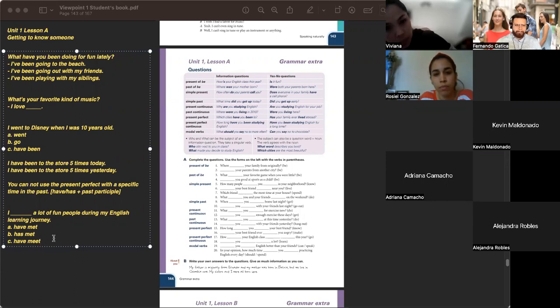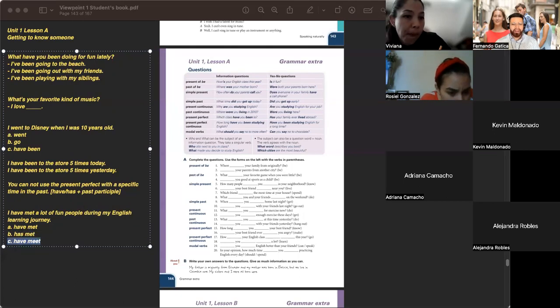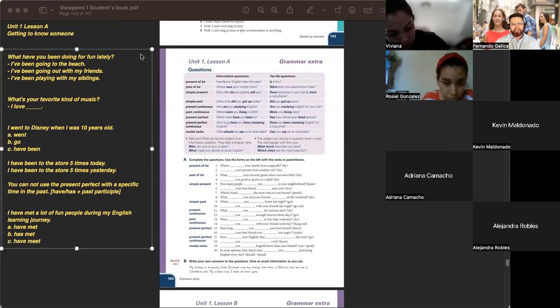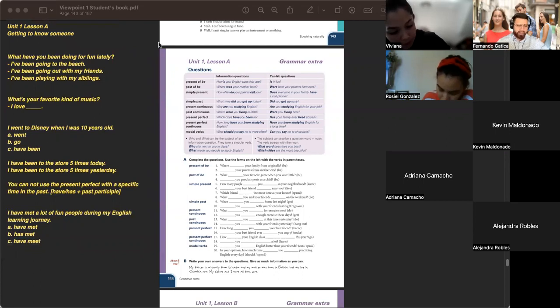Letter A, have met, have met. Good job. Ms. Robles, you're fast. Why is it not has met? Because has is for third person singular. Yes, yes, yes. And why not have meet, Robles? Because meet is the verb in present time. Exactly. We need the past participle. Good, good, good. I'll give you a few seconds to copy that, and then I'm gonna erase.